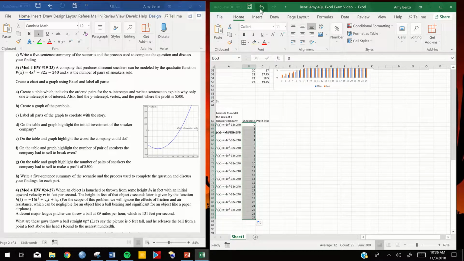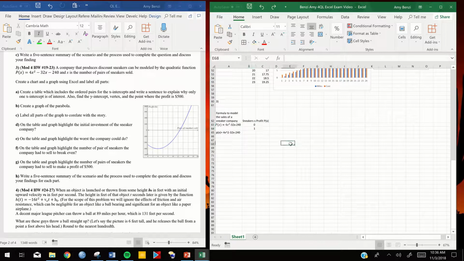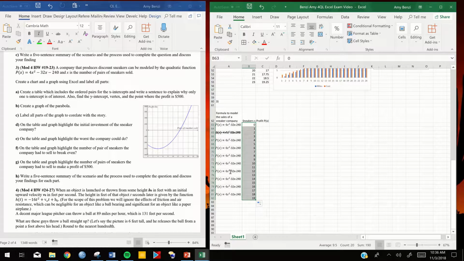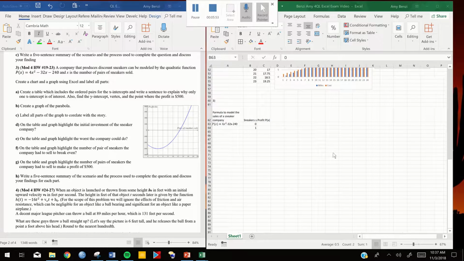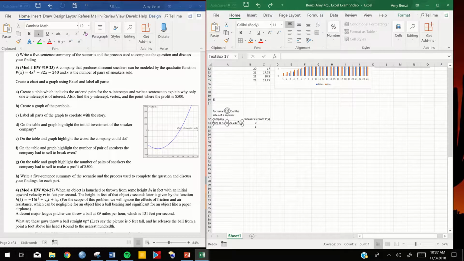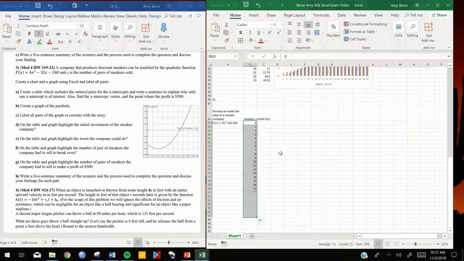I'm not really sure why whatever happened just happened. I'm going to pause this for a second, see if I can figure this out. All right, so I believe this was overlapping into the next cell, so I just expanded it. You may not have had that occur in your situation. All right, so now I have 0, 1. I'm going to take this down to 24.